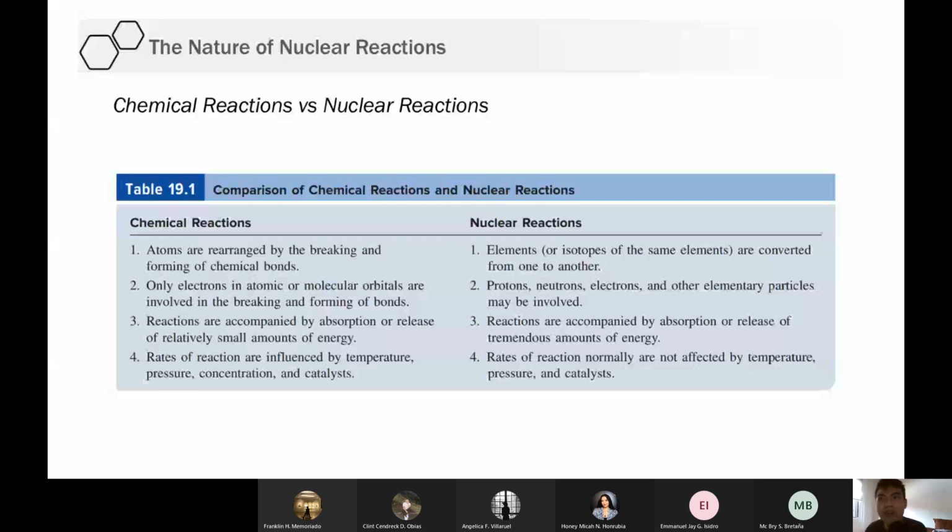So, siguro naisip nyo, hala, baka violation yun ng law of conservation of mass. Actually, hindi, no? Okay. Actually, hindi siya violation of law of conservation of mass kahit na nagbabago yung element na. Kasi, yung protons, neutrons, electrons, yun yung binabalance natin this time. Okay? So, hindi na siya yung atom lang. Yung mga protons, neutrons, electrons, yung binabalance natin sa nuclear reaction.